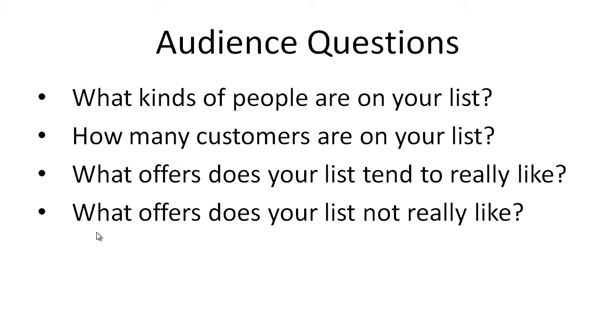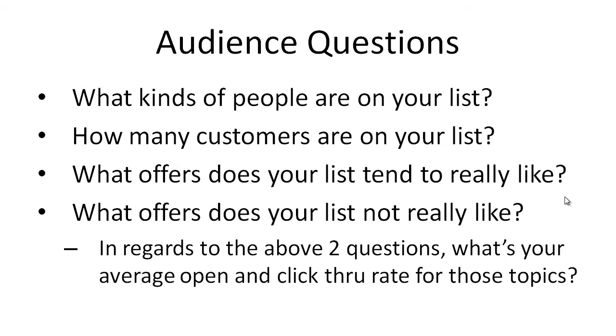And of course, on the flip side, what offers does your list not really like? By asking these two questions, it gives you an idea of what kind of offers that person's list really likes. So if you really wanted to create another list in a different topic area, you could do that or move on to the next. So in regards to the above two questions, what's the average open and click-through rate for those topics?